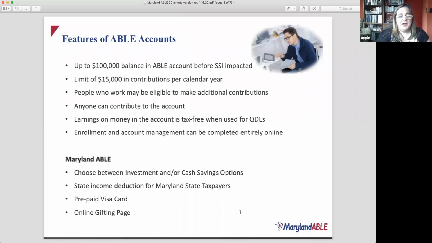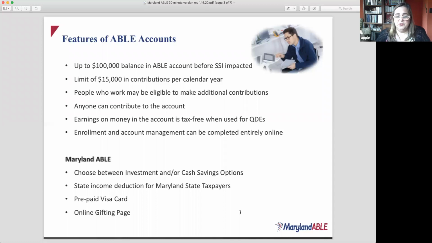All right, so obviously this is just a little talking point. I can't go off too far into the weeds about that, but just to know that that is an option for folks. And people sometimes choose to take the money in their ABLE account and split it between a cash savings option and an investment option. You're certainly able to do that.